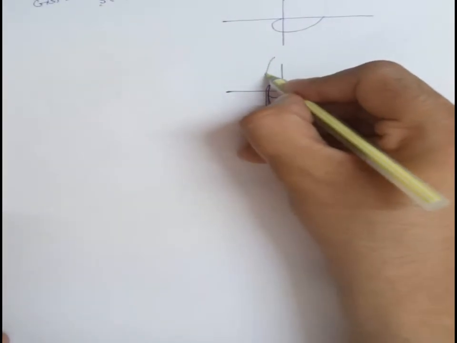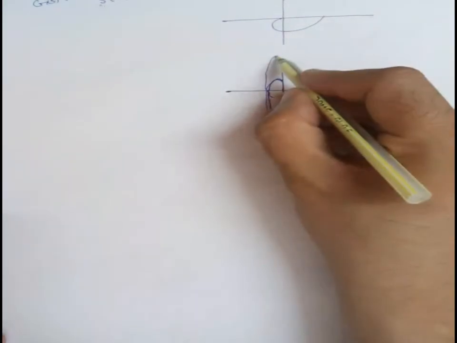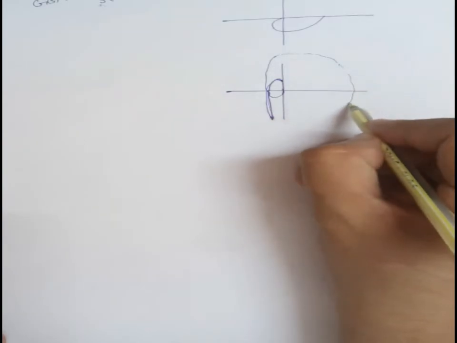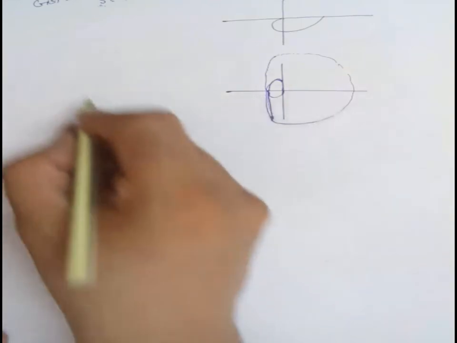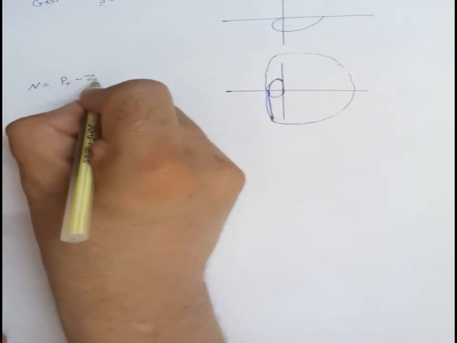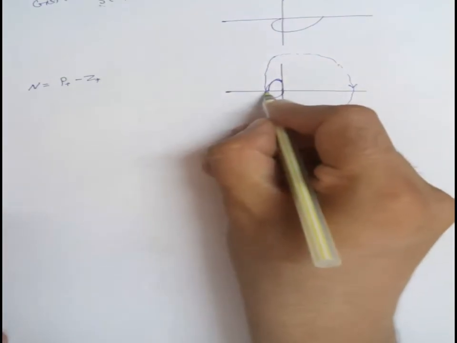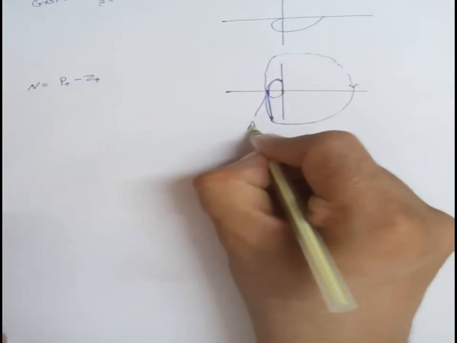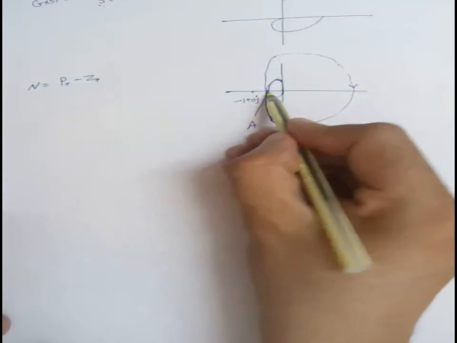The mirror image of this is like this, and in this case there is a pole at origin, so there is an encirclement of pi in clockwise direction. This gives me the Nyquist plot of my system. This is the Nyquist plot of my system. In this case, for the stability, I have to put my formula N is equal to P plus minus Z plus. In this case the direction is clockwise, so I have to find out this point A. Let this be my minus 1 plus 0j.